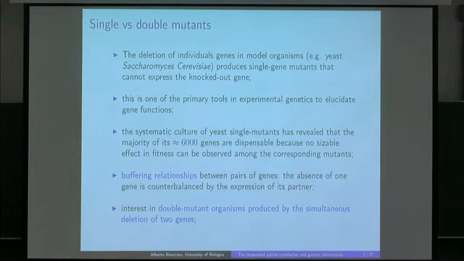A possible explanation for that is that there exist so-called buffering relationships between genes. So there are pairs of genes, and when one gene is not working anymore, the other counterbalances the expression of the silenced gene. For this reason, what biologists now do is produce the so-called double mutant organisms. So they silence a pair of genes to see what happens, essentially.